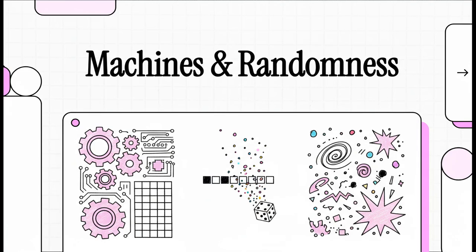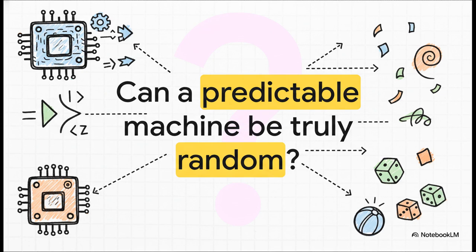Today, we're going to tackle a question that sounds like a real paradox. How can computers, these machines built for perfect logic and predictability, create something as chaotic and unpredictable as randomness? I mean, seriously, think about it for a second. It's a bit of a head scratcher, right?